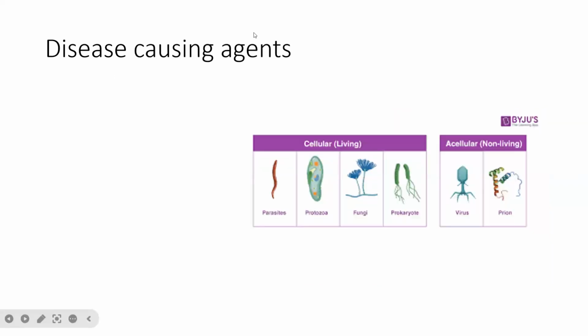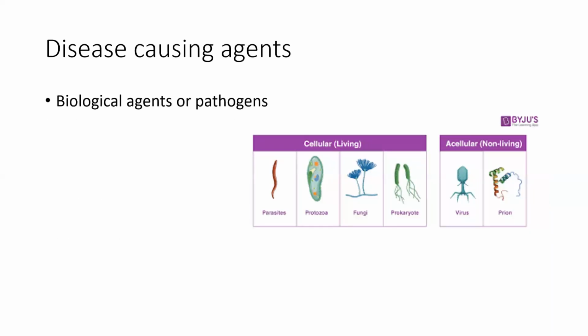Then, disease causing agents. What are they called? Pathogens, parasites. So agents can be biological, or pathogens. There can be worms, viruses, bacteria or fungi that enter your body and cause disease. What other agents are there besides biological? The second is chemical agents, including nutrient agents. Sometimes we eat stale food and it can cause food poisoning.